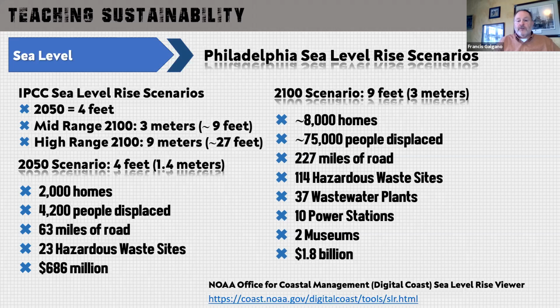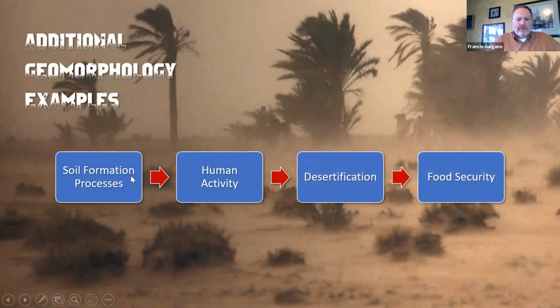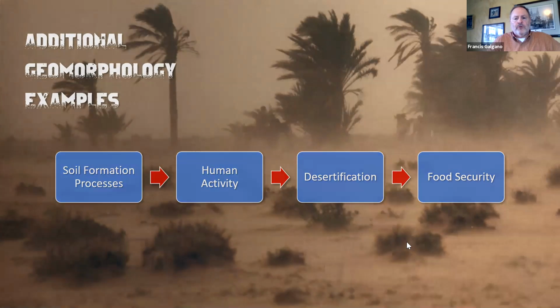The 2100 scenario, 9 feet or 3 meters: about 8,000 homes, about 75,000 people displaced, 227 miles of road, 114 hazardous waste sites, 10 towers, 2 museums, and about $1.8 billion worth of damage. The other example I use in the class is I look at soil formation, human activity, desertification, and food security.